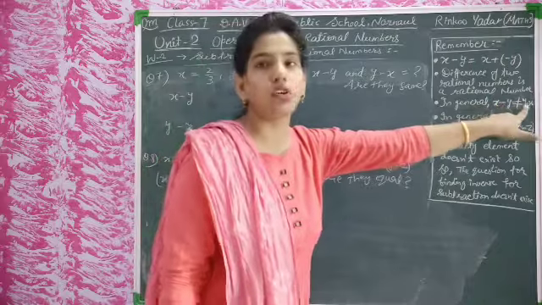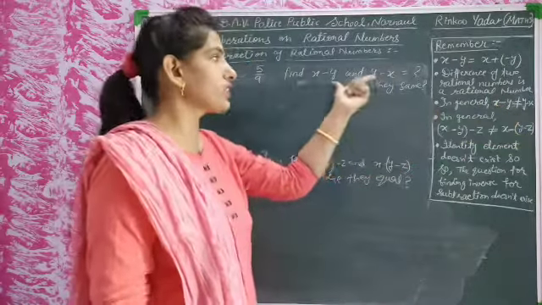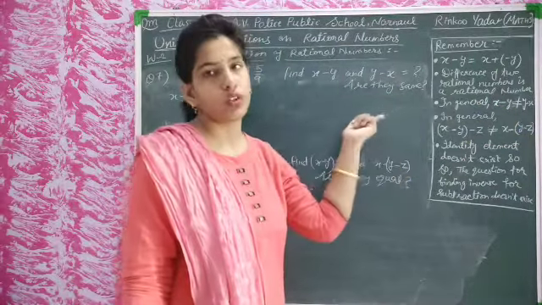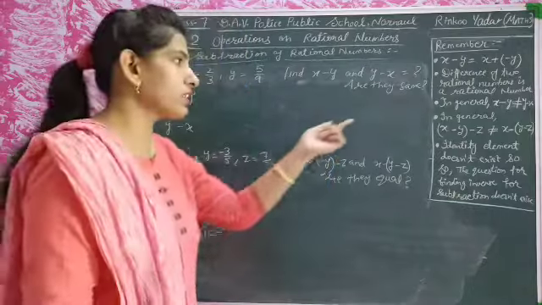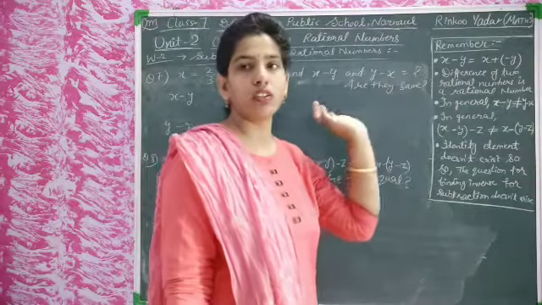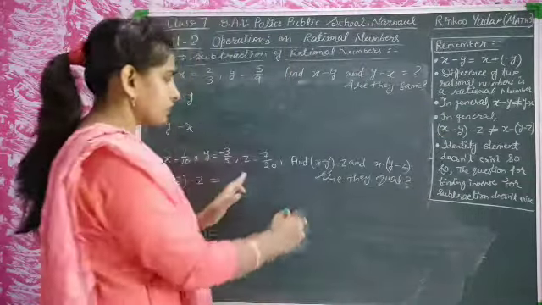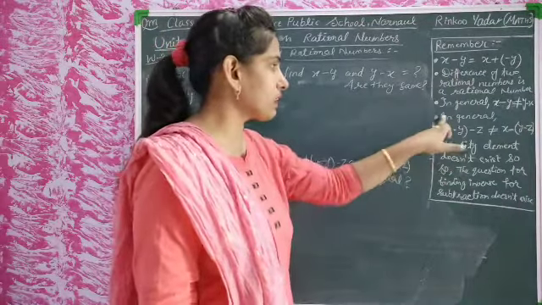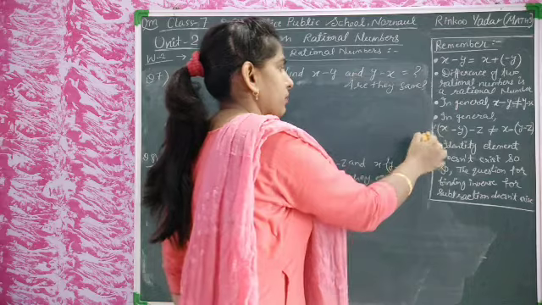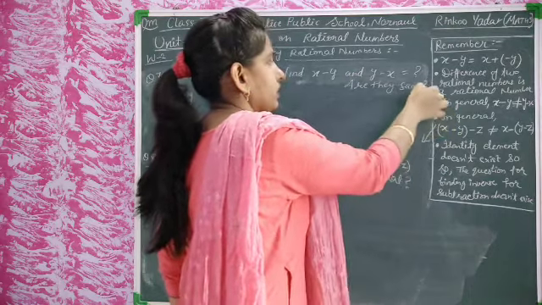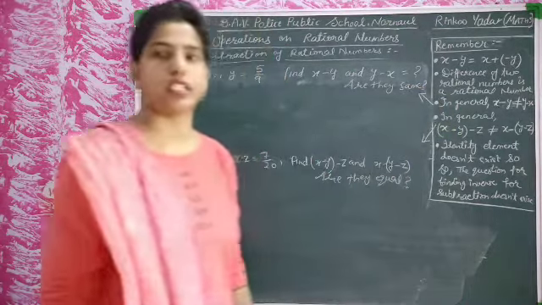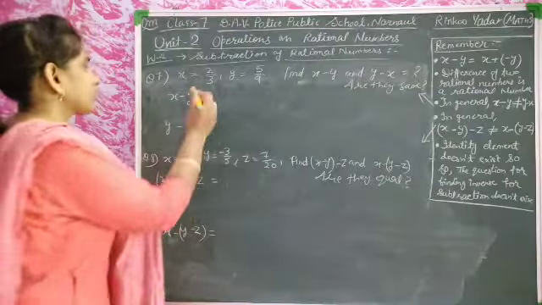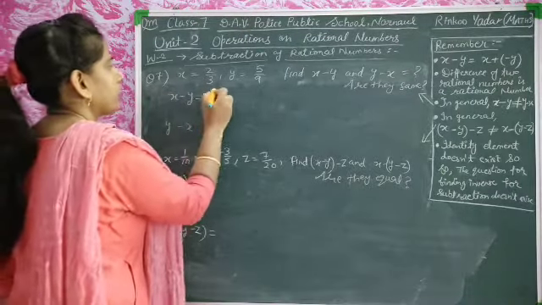In general, this is not equal. We will check whether this is equal or not equal. Not equal means it doesn't hold. And in question number 8, this property will be satisfied. So here is the question. X minus y we have to find here.